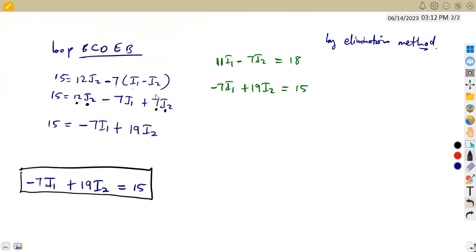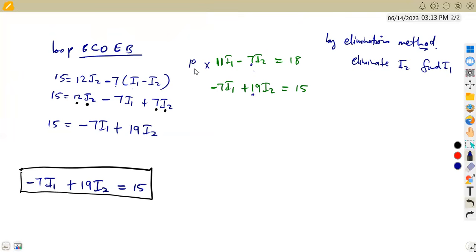Make sure that you watch the videos on how you work these ones. It depends on what you want to eliminate. Do you want to eliminate I1 or I2? In this case, I'm going to eliminate I2. That means I'm going to find I1. If I eliminate I2, I'm finding I1. To eliminate I2, here there's 7, here there's 19. So you just interchange these numbers, 7 and 19.